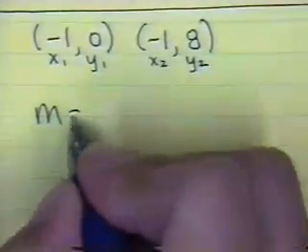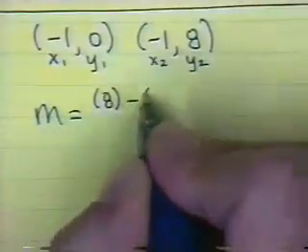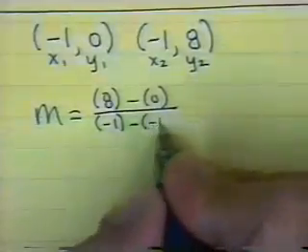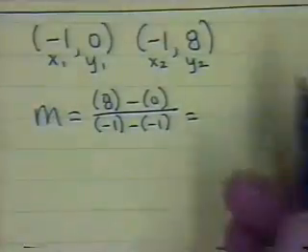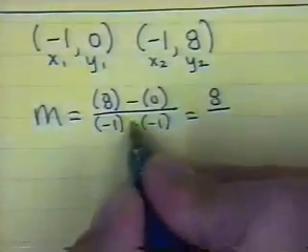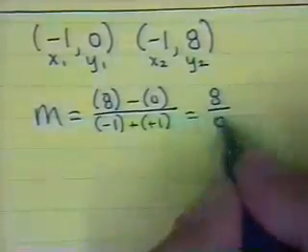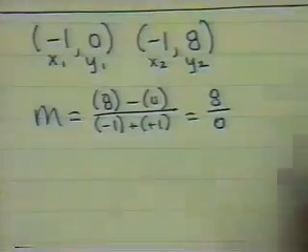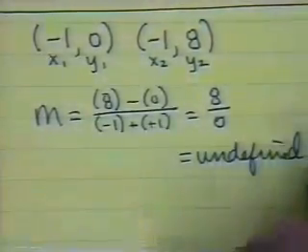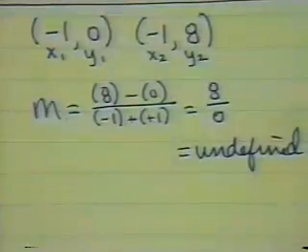Let's see, the slope is equal to y sub 2 minus y sub 1 over x sub 2 minus x sub 1. In cleaning this up, 8 minus 0 is 8. Negative 1 minus a negative 1, that's like a plus 1, so we get a slope of 8 over 0, which is undefined.